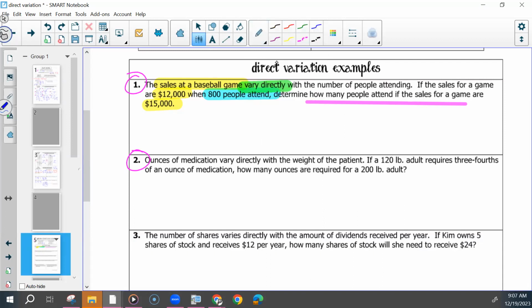When we go to solve this, whatever comes before the words "varies directly" is your y. Whatever comes after is your x. And then every time you see those in the rest of the problem, you can label them y or x. So sales is y, number of people is x. So we're looking for the number of people that attend. Are we looking for y or for x?